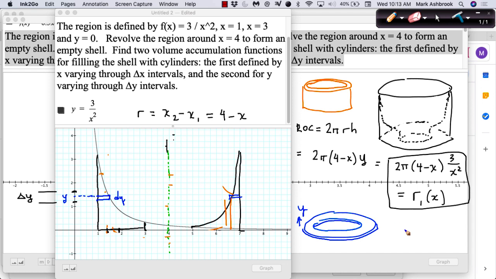So the height's increasing, therefore the rate of change is? Area of the base, right? If the height is increasing in your cylinders, it's the area of the base, or this face. This face where the volume is growing, the magnitude of that face is going to be the rate of change. So that's going to be pi r outer squared minus pi r inner squared.